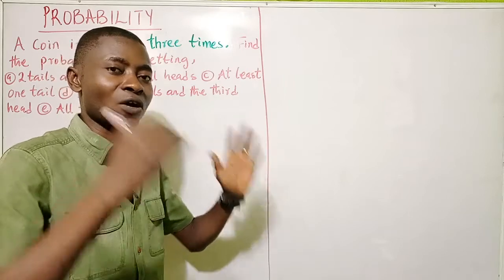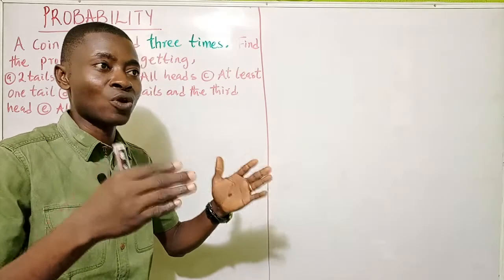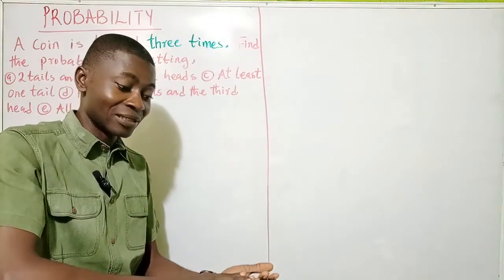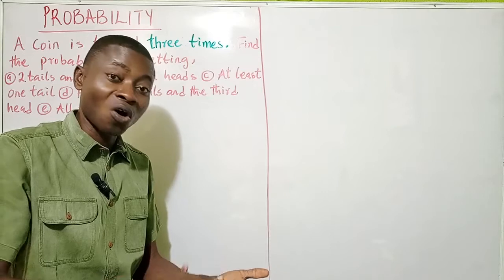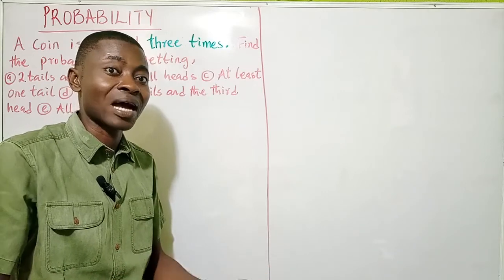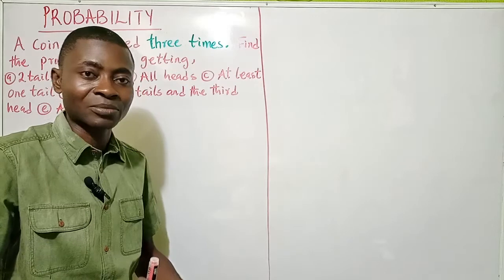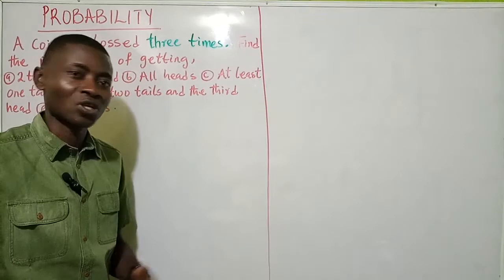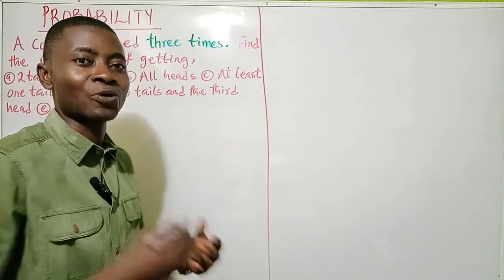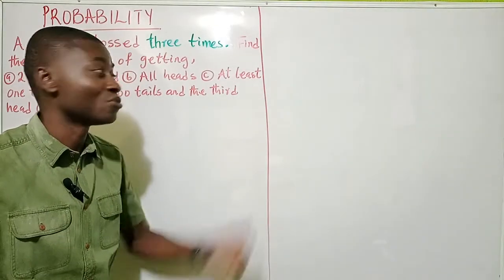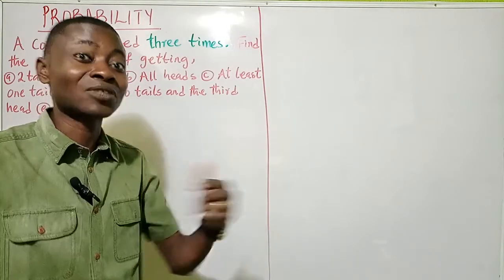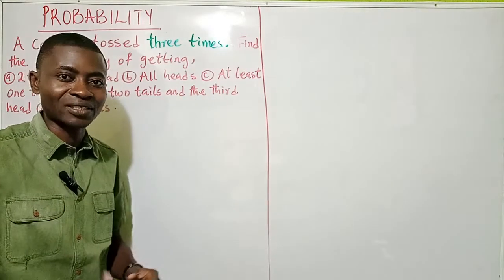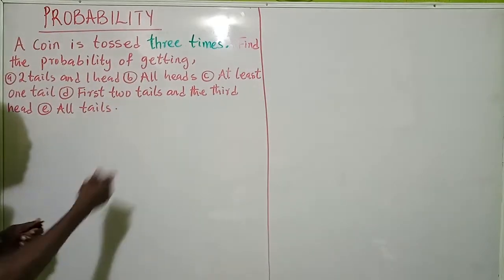Once you hear that a coin is tossed, if it is once, we know it's going to be either head or tail. When you throw a coin up like this, by the time it lands, it's going to be either a head or a tail. Now what happens when it is tossed 2 times or 3 times? How do we solve that? In this case, like I said, it's tossed 3 times. So what is expected of us? Please watch this video to the end and see how you can actually answer this question. In fact, I must tell you, this is one of the simplest questions under probability relating to coins like this. You will agree with me at the end of this video. Now let's do this together.